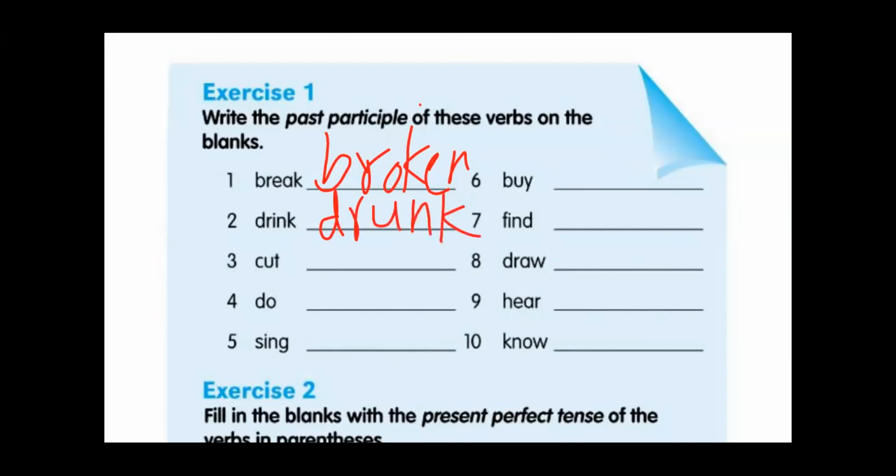Cut will be the same. Cut. Yes, these are irregular, okay? Because we are not adding ed, right? Where we are not adding ed, those are called irregular verbs. Cut will be cut only, irregular verb. Do, done. Next, sing, sang, sung, S-U-N-G.